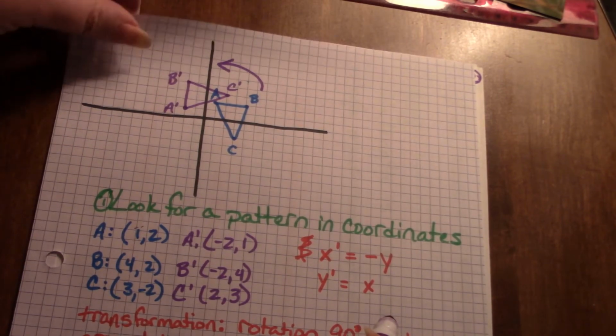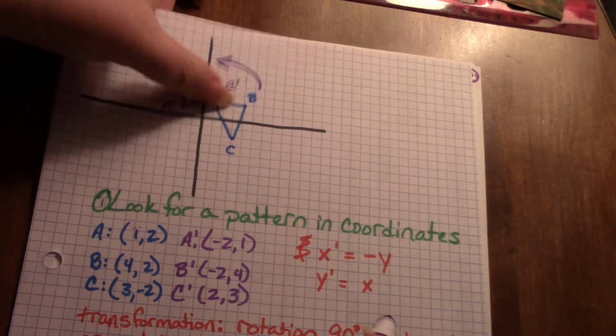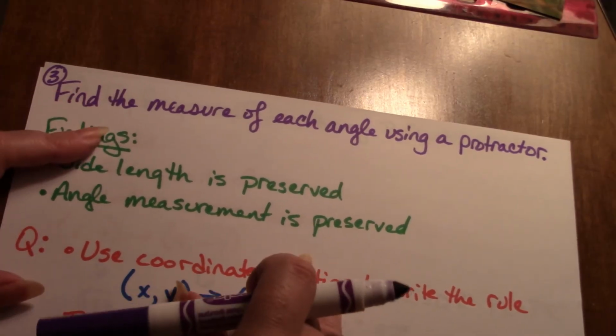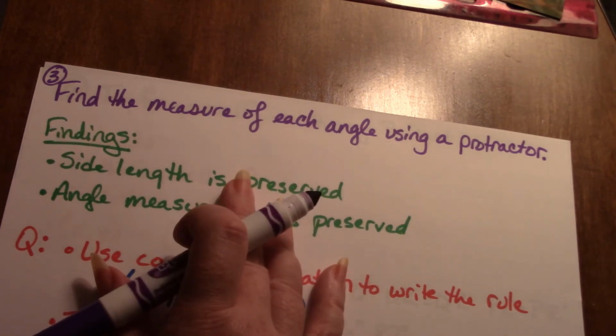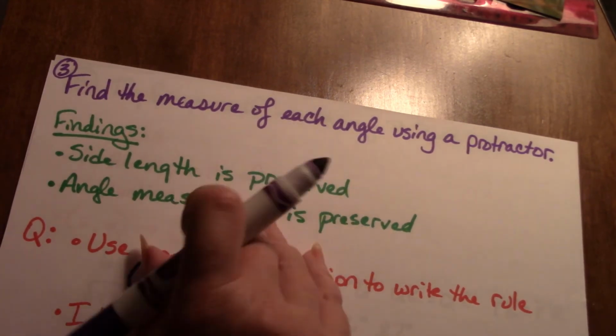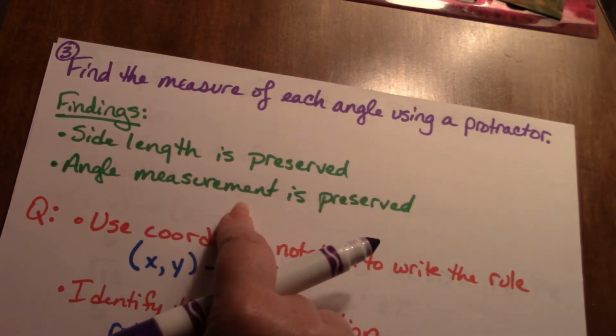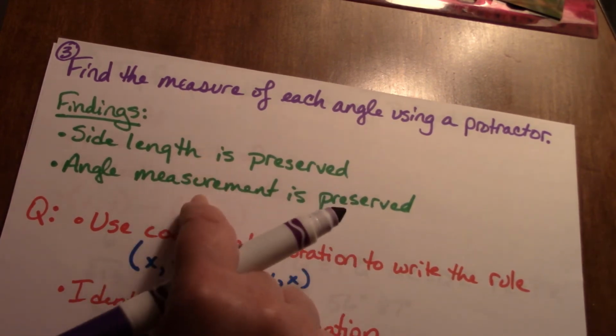The next thing we have to prove is that the angles are the same. And that we do with a protractor. So you pull out your protractor and you measure them. What we found is that the side length is preserved and the angle measurement is preserved. It's because we've gone through those steps.